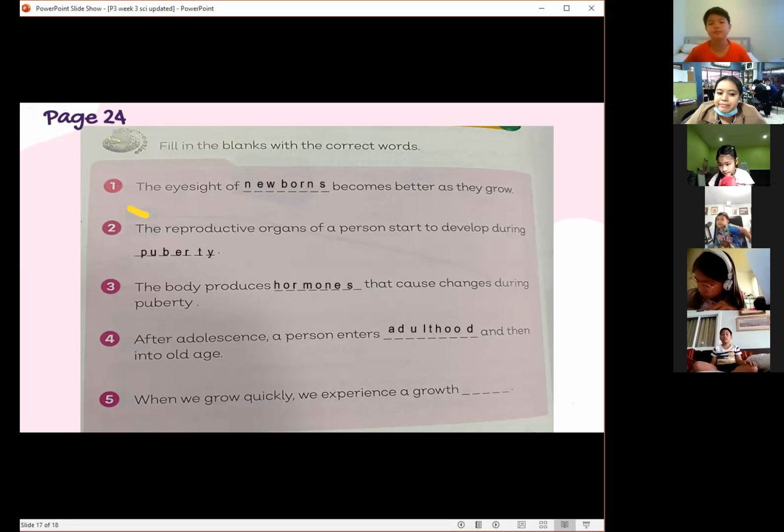Finish? Finish. Do you know the answer for number 5? Finish. Okay, now for number 5. When we grow quickly, we experience a growth spurt. Ooh. Okay. Yes. Where did you find the answer, Sherman? I did it by myself.